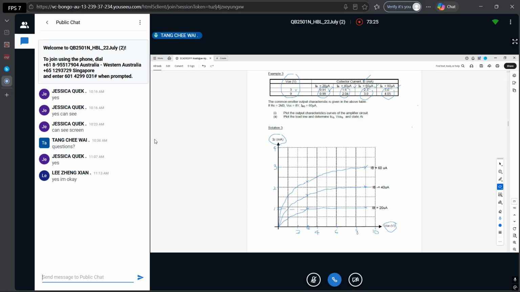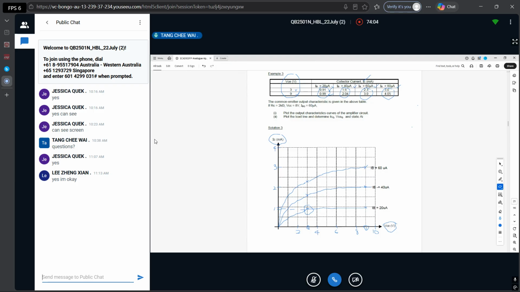0.91 and 3 volts. I get 1 point already. I circle. So I need to get the second point here. For the second point, I'm still at this column at IB equal to 20 microamp. The second point, they say what? My VCE is 9 volts. Right? And my collector current is 0.99. Okay, one thing at a time. VCE 9 volts, where is it? About here. Yes, about here. 9 volts.